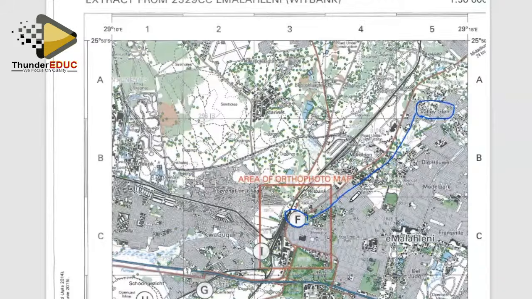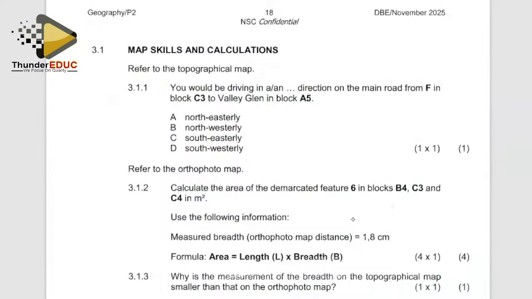If we are to draw our canvas here at F, we are moving from F and we want to go to Glen Farm. Your north is always there, your west to the left, your east, your south here, which means we are going in the northeastern direction. So our correct response is northeasterly.